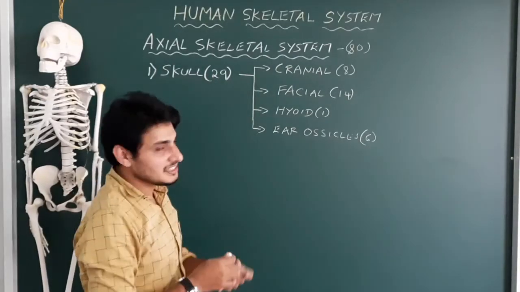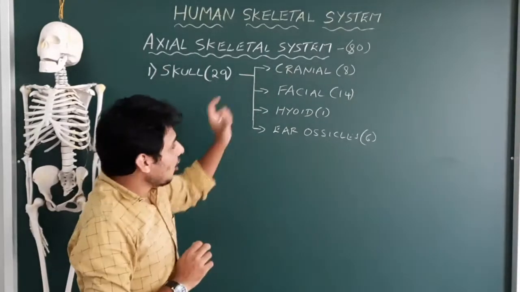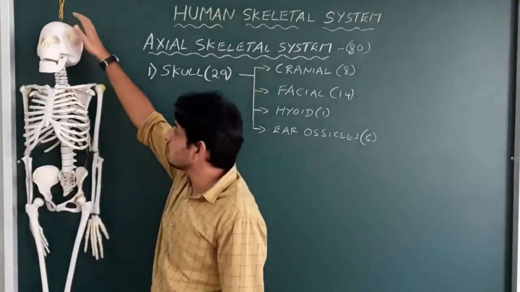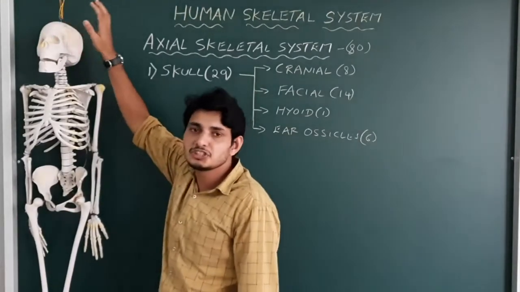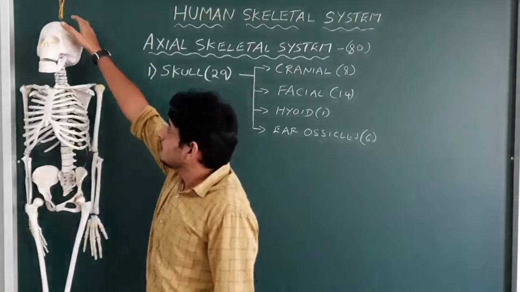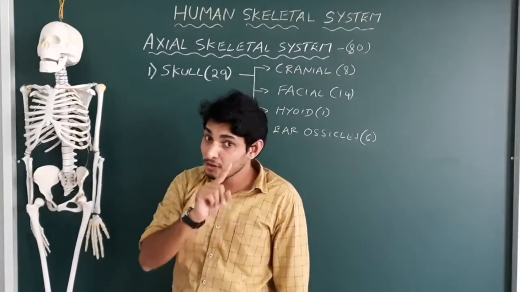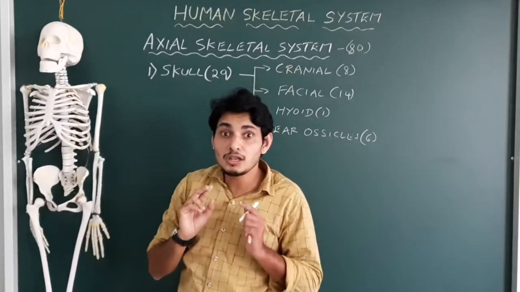Now we will discuss the cranium. How many bones are there in the cranium? First, let us discuss the function of it. What is the function of the cranium? It gives protection to the brain, correct? If you look into this structure, it is made up of 8 bones. It is one main bone made up of 8 small bones.